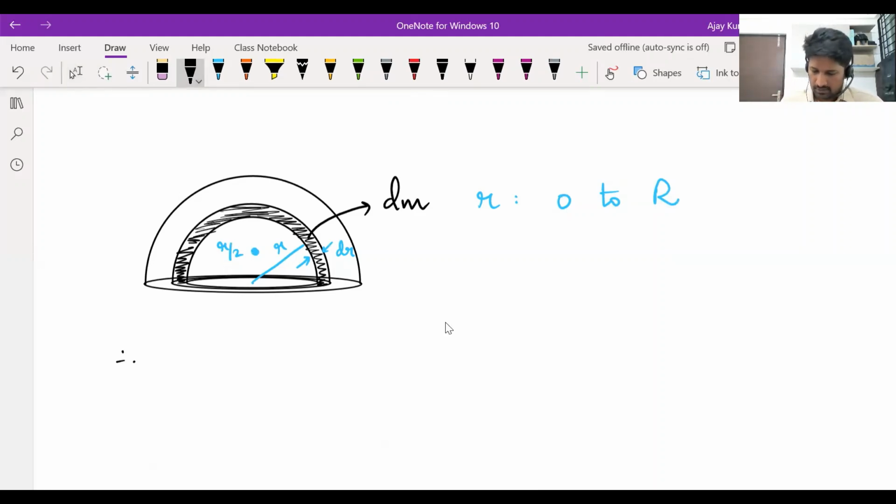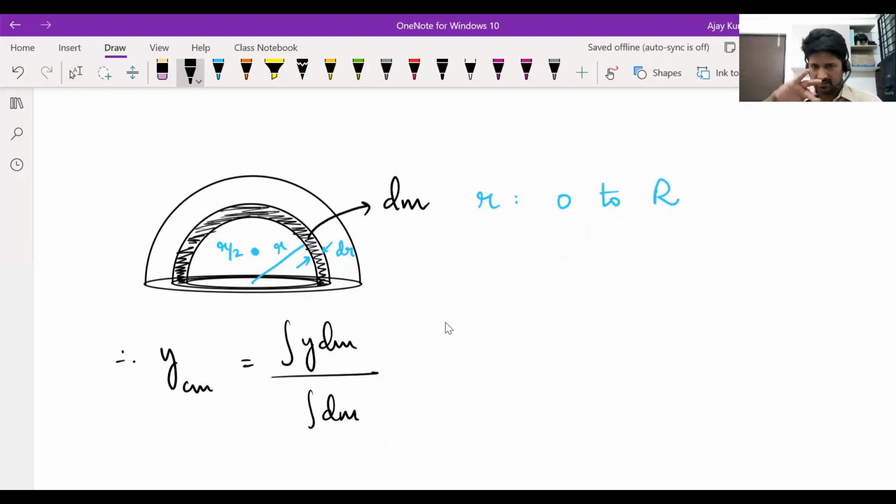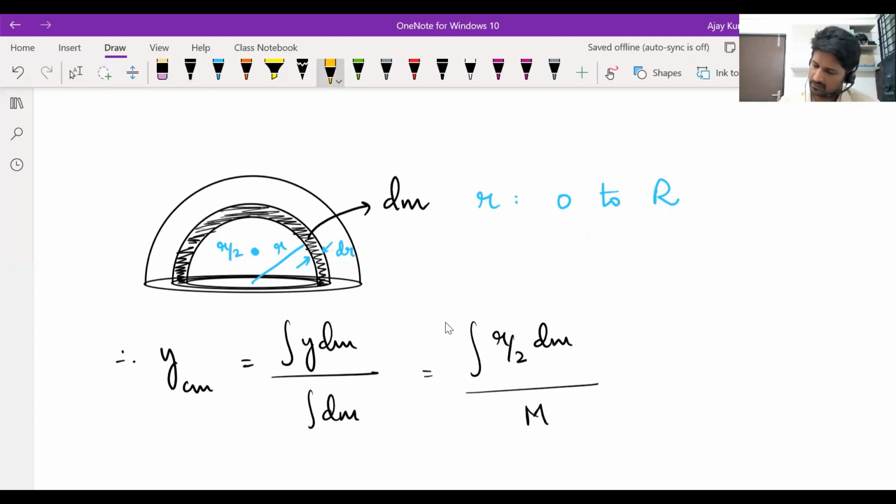Therefore, if you want to find out the y coordinate of center of mass this way, you'll need to do integral y dm divided by integral dm. This shell of mass dm, you can assume it is present at a height r by 2, divided by integral dm. Integral dm is the total mass. Okay. But again, to integrate this, you need dm in terms of dr. Dr is nothing but the thickness of that shell. How do you write dm in terms of dr?